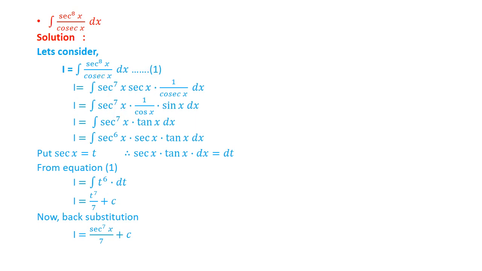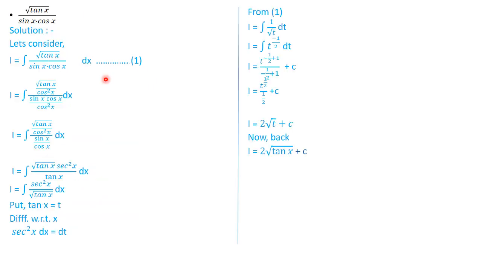So, these are very simple examples. They look very difficult, but actually they are so simple. This is the example given here. I is equal to integration of root tan x by sin x into cos x dx. Now here we have to make a small adjustment. Divide numerator and denominator by cos square x. Then we will have here 1 cos x get cancelled, and root tan x, this cos square x, taking its reciprocal, that is inverse sec square x.